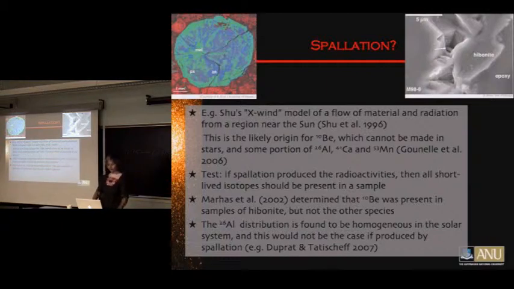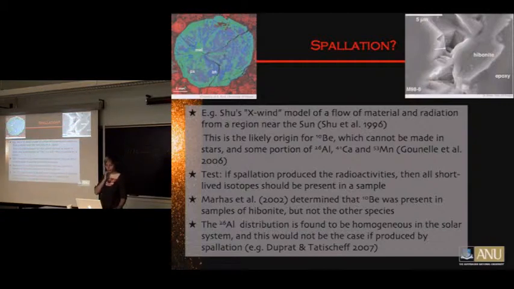Kuljit Mahas in 2002 determined that beryllium-10 was present in samples of hibonite, but not the other species. And she concluded from this particular study that whilst beryllium-10 is produced by spallation reactions, it did not produce the other species, or at least it did not produce all of the other species.